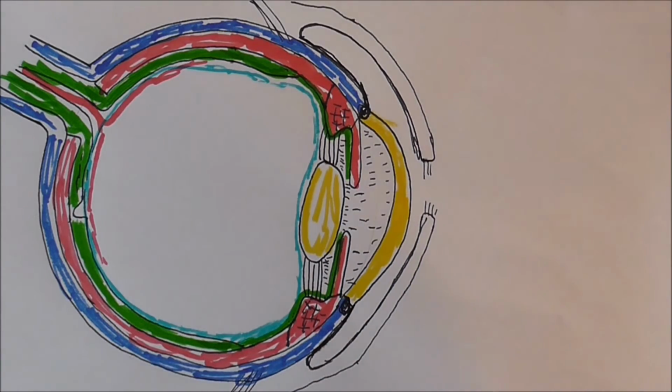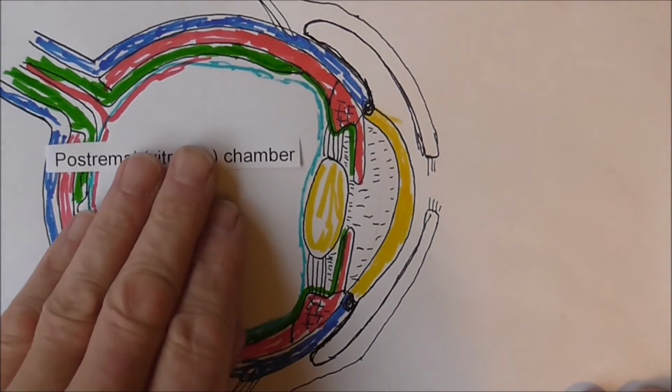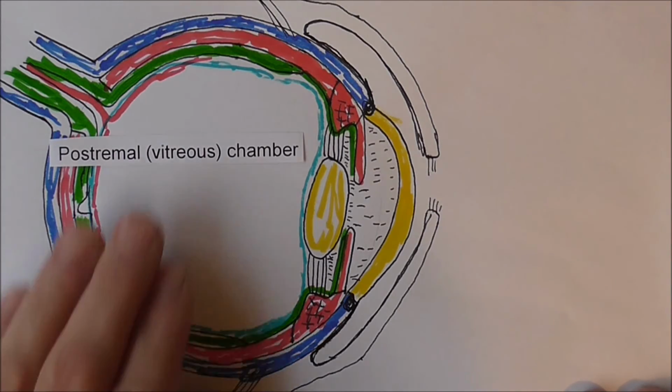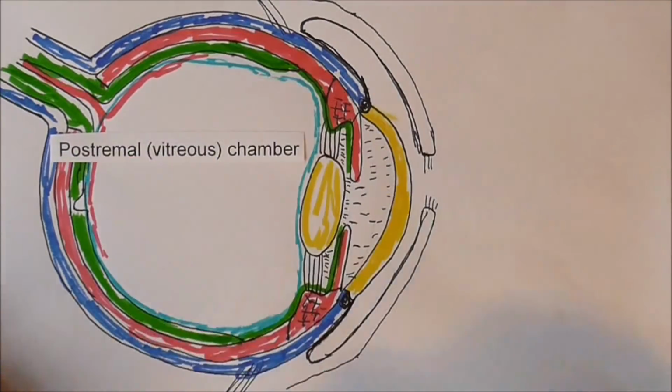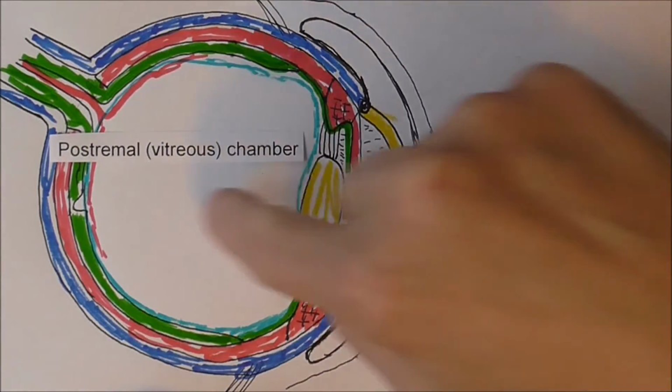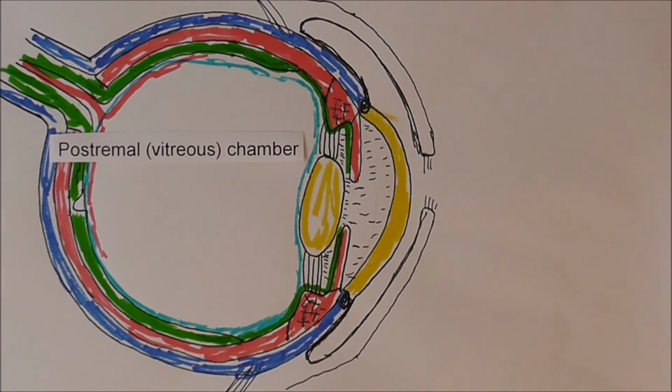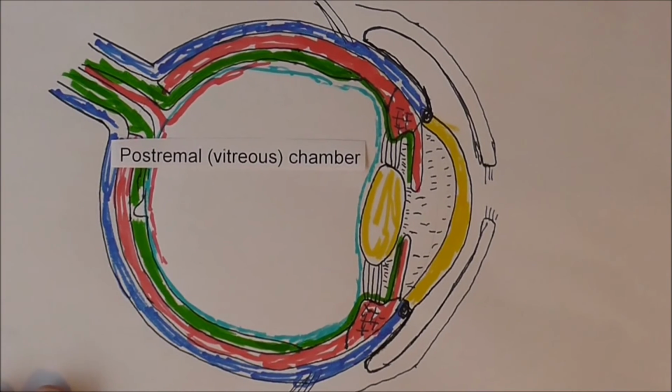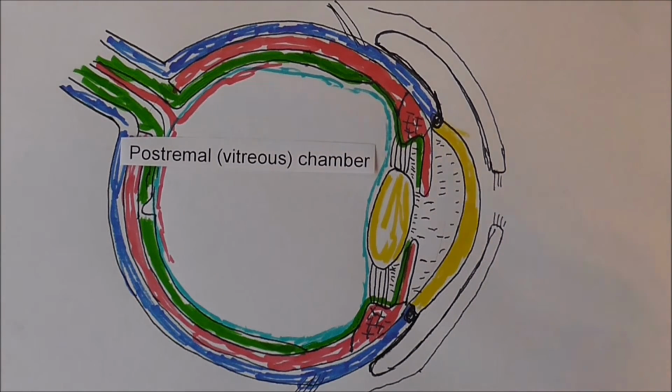Now here we have the vitreous, or the posterior chamber, this large chamber behind here. The vitreous body is transparent and gelatinous. It's obviously got to be transparent because the light rays need to get from the lens through to the retina. It's produced as a fetus, and after that it's not replaced. You have the vitreous gelatinous substance for life.